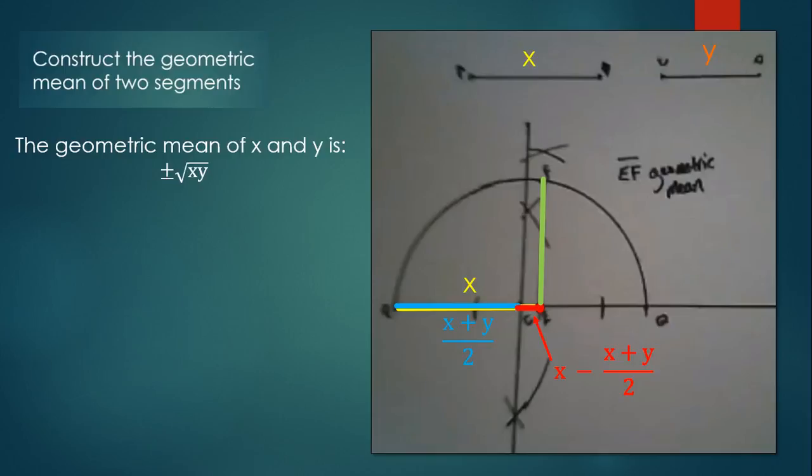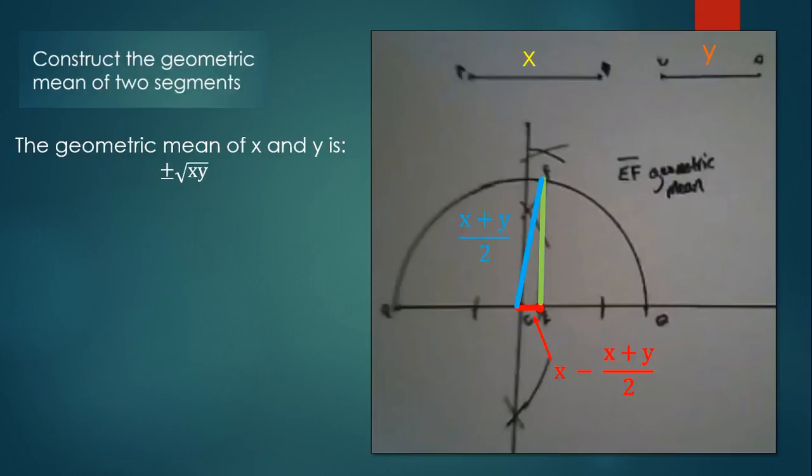Now you might be wondering, why is that important? Why do we need to know that distance to figure out how long this geometric mean is? And it has to do with the Pythagorean theorem. So the blue line segment is really a radius of this semicircle. So we could take that blue line segment and redraw it up here, and it would still be a radius of the semicircle, which means it would still have a length of (x plus y) over 2.